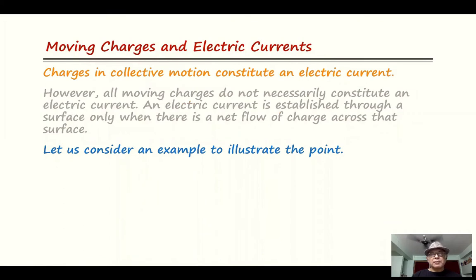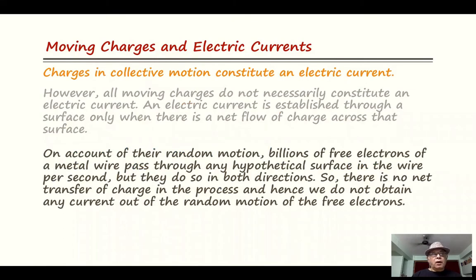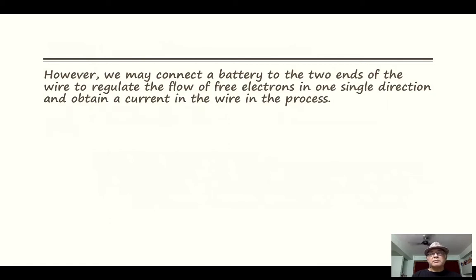Let us consider an example to illustrate the point. On account of their random motion, billions of free electrons of a metal wire pass through any hypothetical surface in the wire per second, but they do so in both directions. So, there is no net transfer of charge in the process, and hence we do not obtain any current out of the random motion of the free electrons. However, we may connect a battery to the two ends of the wire to regulate the flow of free electrons in one single direction and obtain a current in the wire in the process.